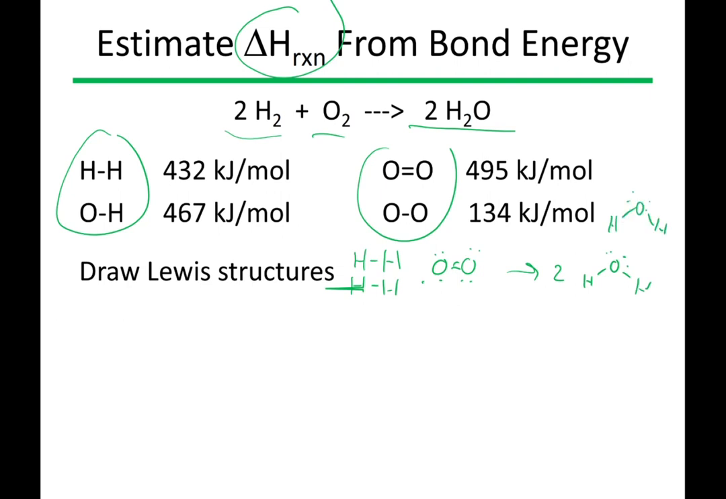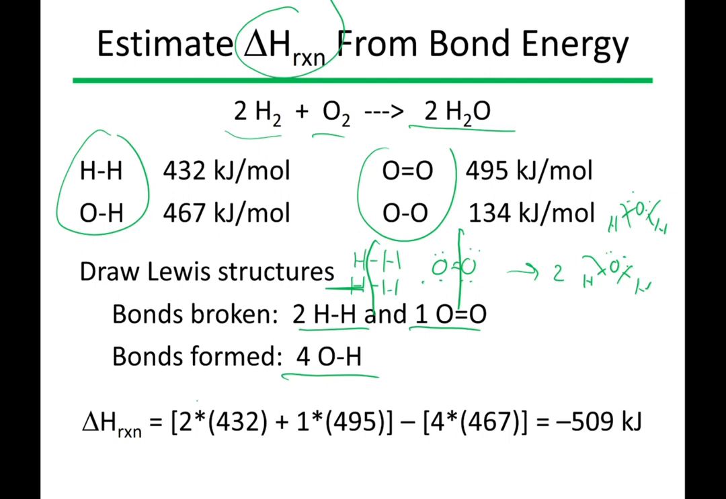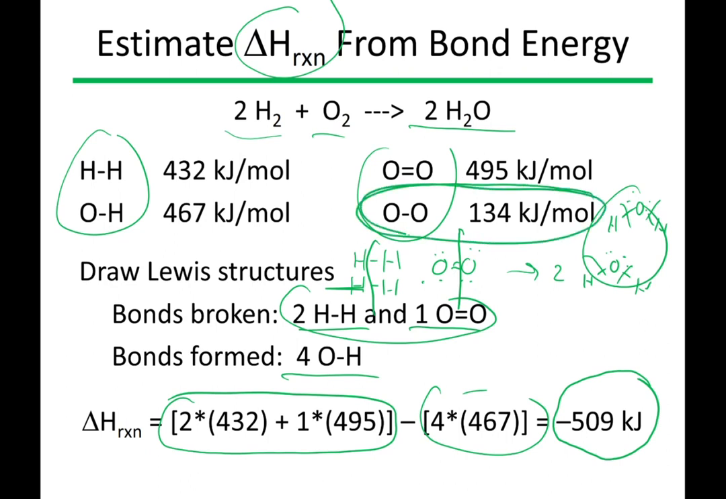So to do the calculation, we're going to be breaking 2 H-H bonds and 1 O=O double bond. And we're going to be forming 4 O-H single bonds. So to do this calculation, we'd do our bonds broken, our 2 hydrogen and our 1 oxygen, minus our bonds formed, our 4 O-H bonds, to see that this reaction of hydrogen with oxygen releases 509 kilojoules per mole. You'll notice in this particular example, we actually had some extraneous information. There were no oxygen-oxygen single bonds, so we didn't use that information in this calculation.